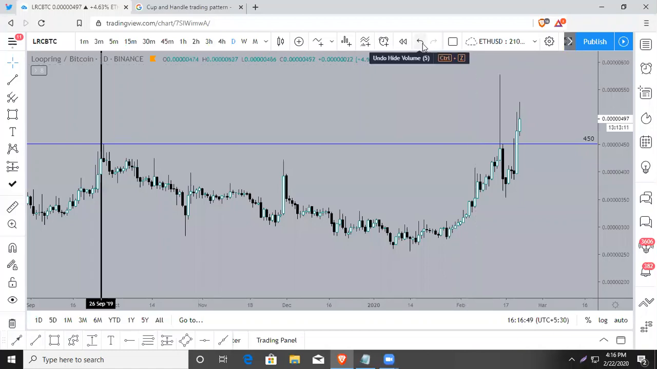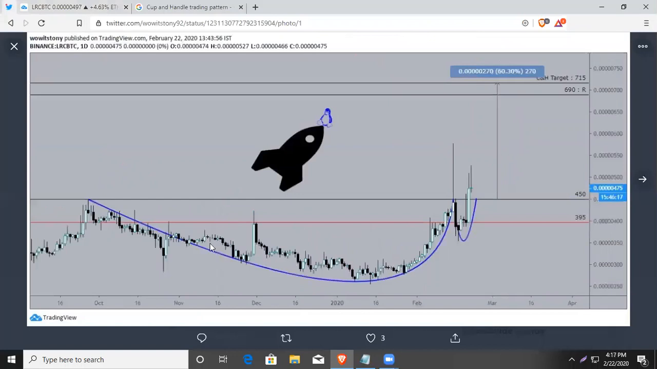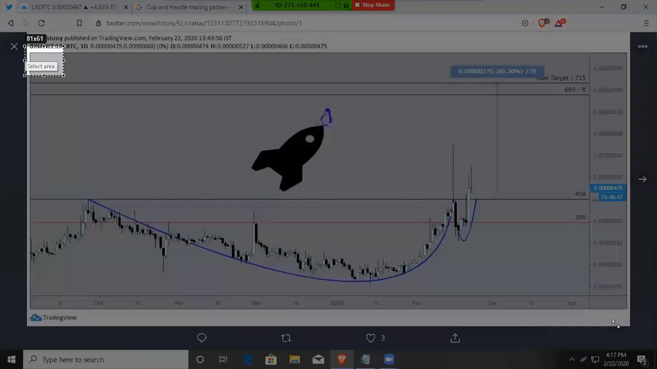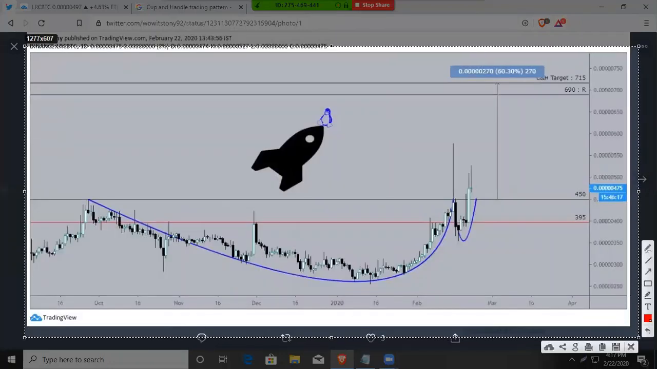I just thought to make a quick video on how to trade cup and handle trading patterns. Okay, so possibly you all are aware of cup and handle patterns, right? I just shared a chart on LRC where I made a pattern, and I thought that I can explain to you guys why this cup and handle pattern is actually very useful in trading, right? But only if you understand what are the conditions behind this.